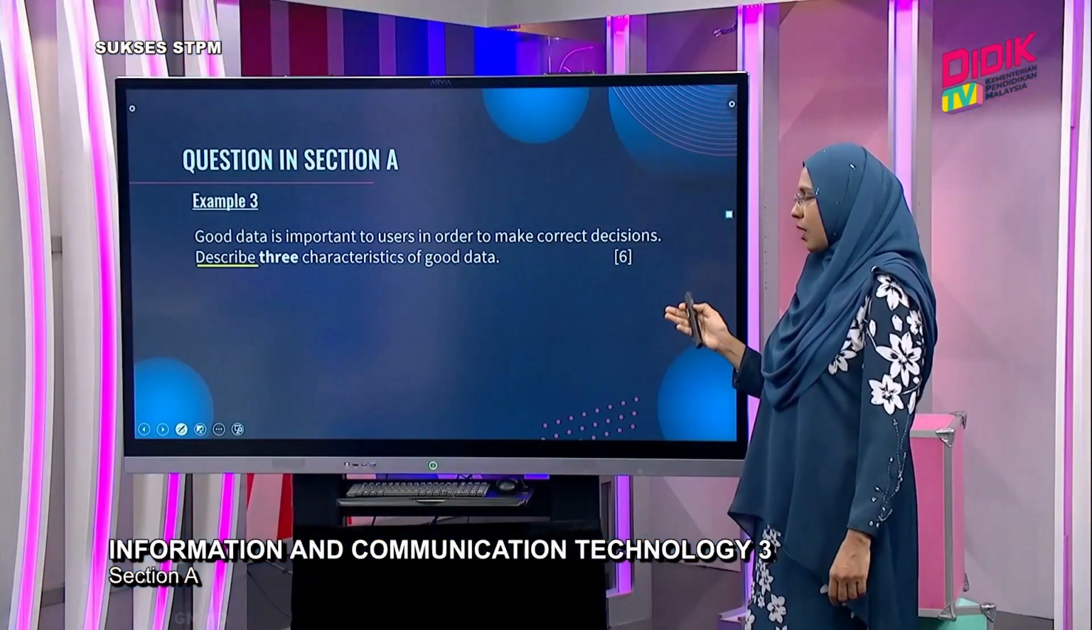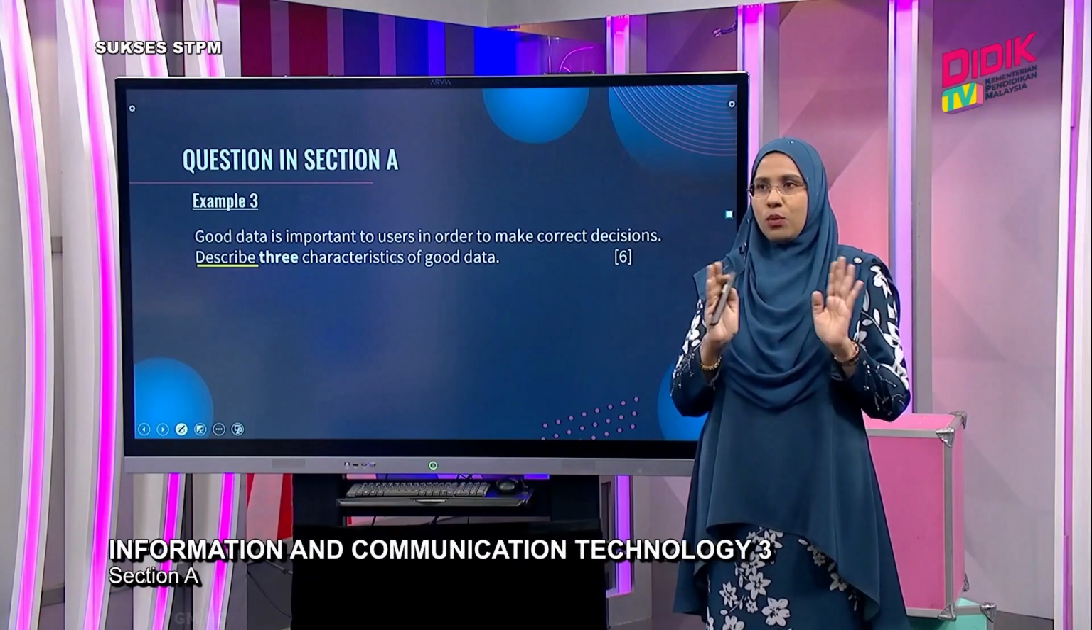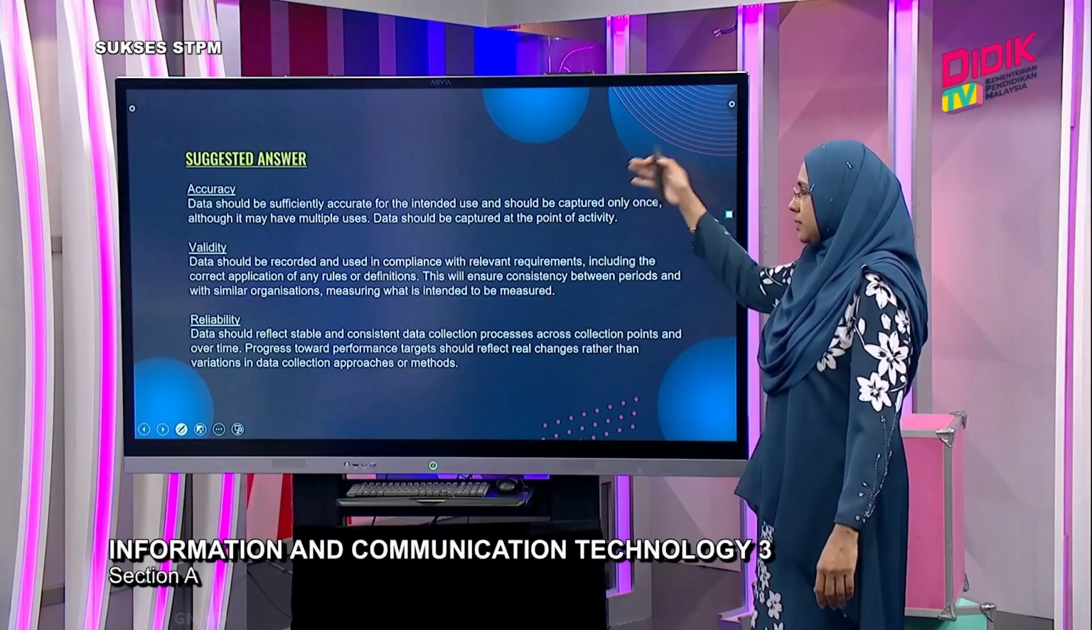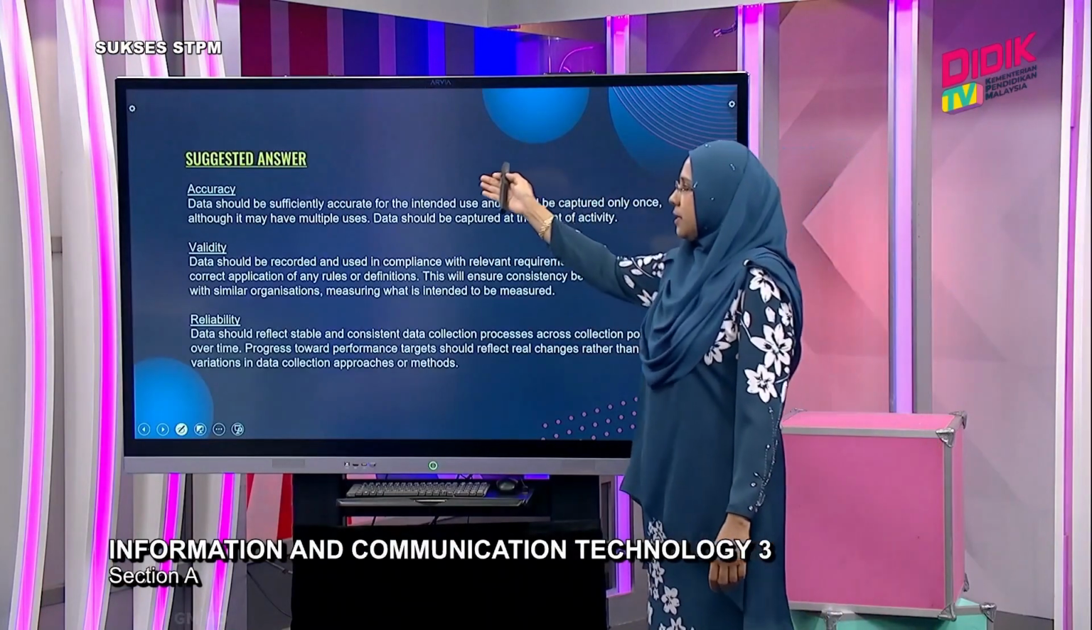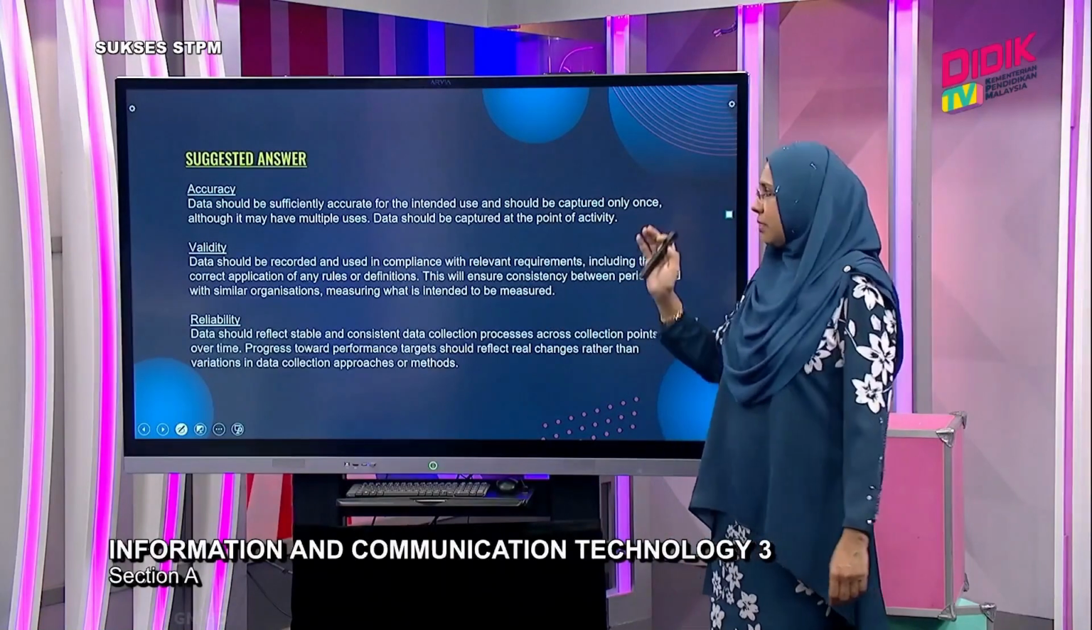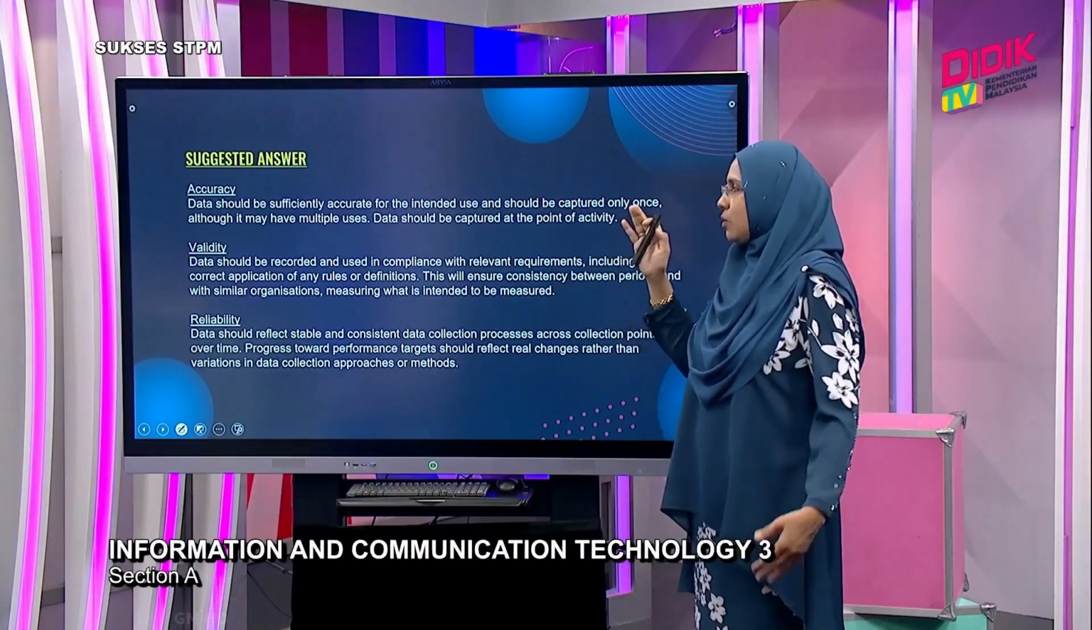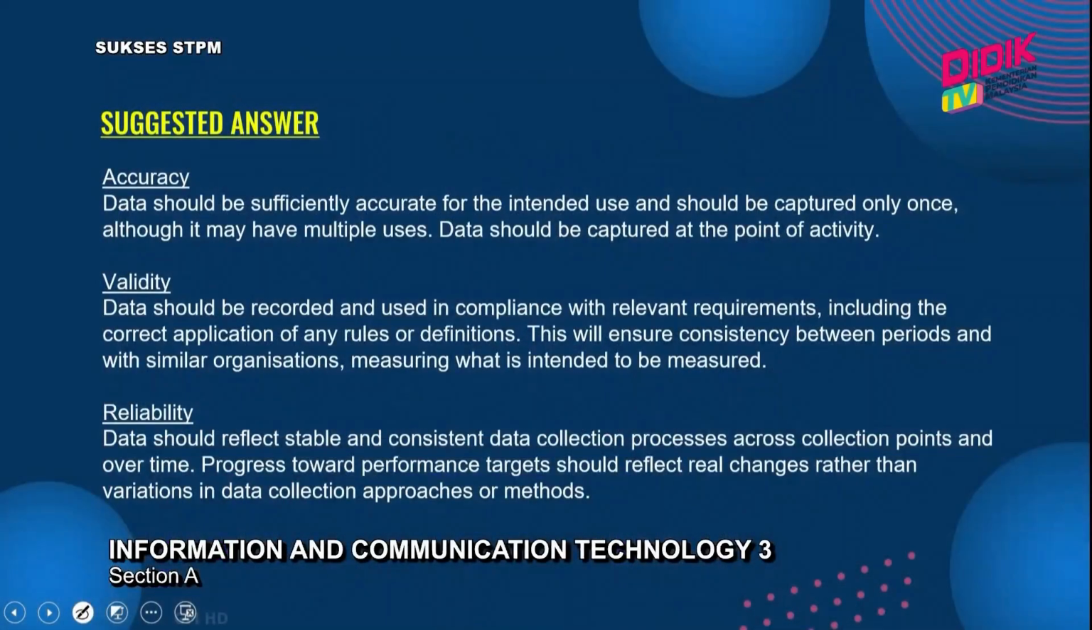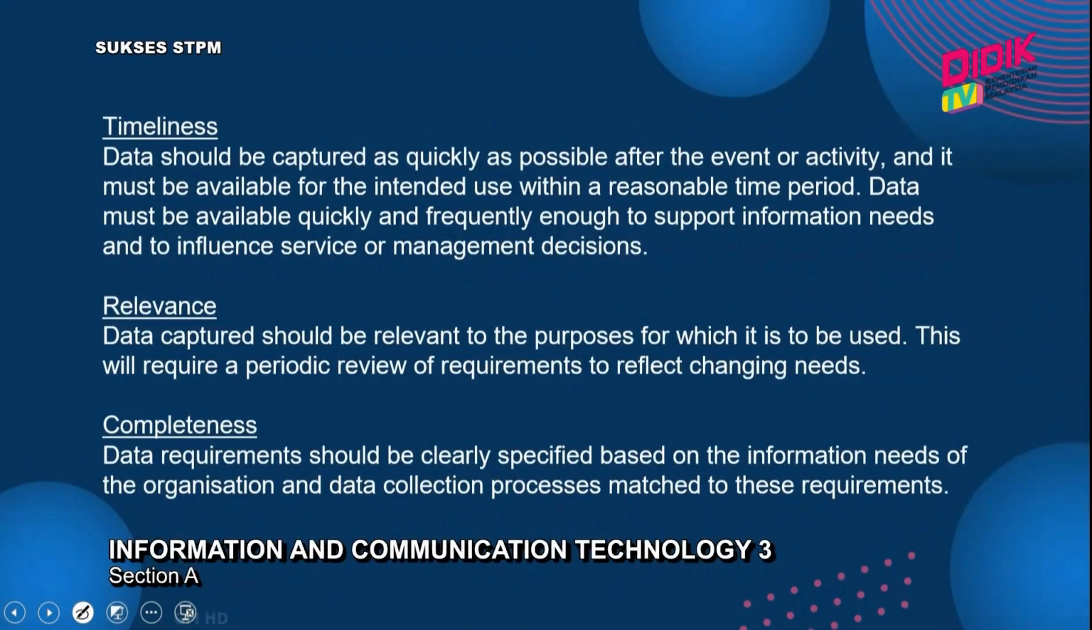Okay, so how to write? Again, no essay, please. No essay. So you write something like this. You state the characteristic of good data. Accuracy. So what is accuracy? So you write the point for accuracy. And then next, validity. So what is validity? So you write the points for validity. And then so on. I give more: timeliness, relevance, completeness. So this is how we write.